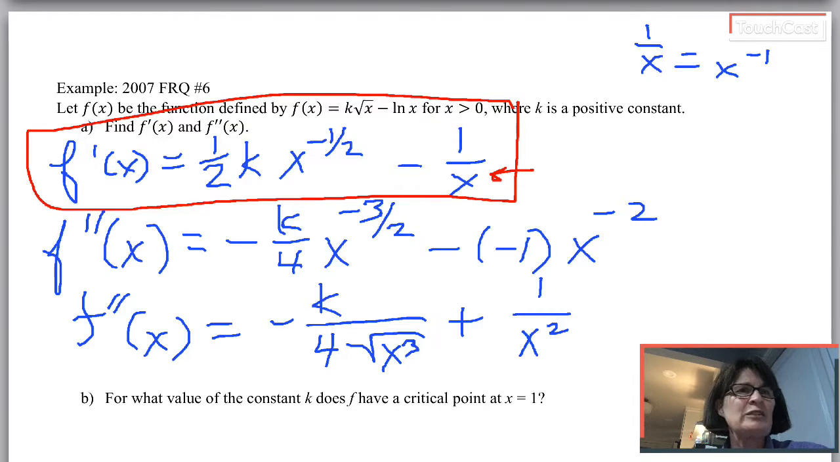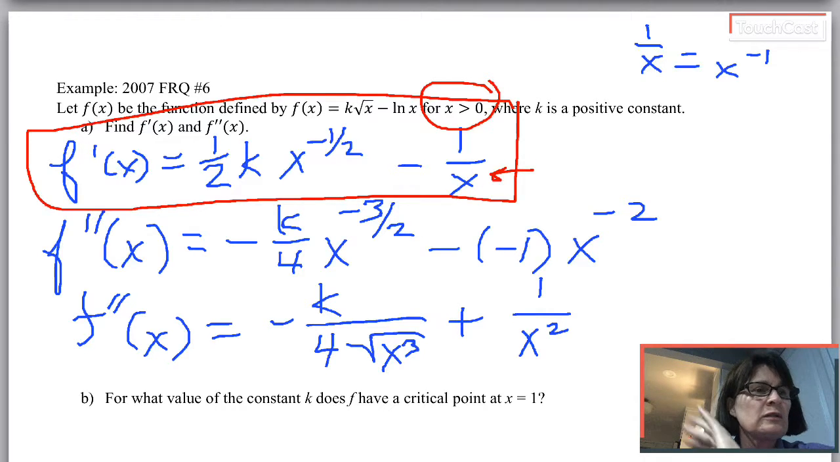So I can't let x equal 0, but check this out. The original function f was only defined for x's that were greater than 0. So I don't even have to worry about thinking about f prime being evaluated at any number that is 0 or less. So 0 is off the table for being the location of a critical point because it wasn't even a point in the domain of the original function. So the only other point I'm interested in is any x value that would make f prime equal to 0.